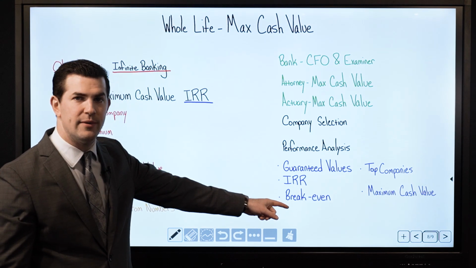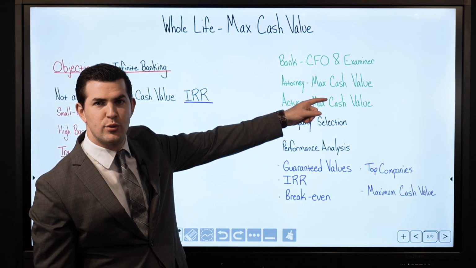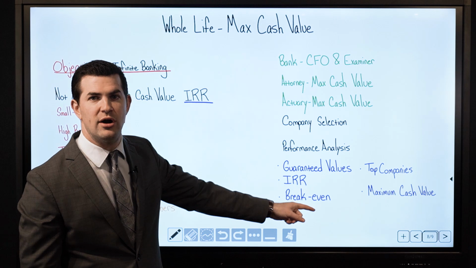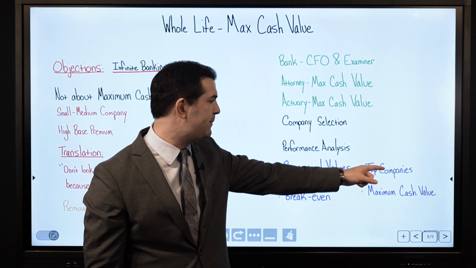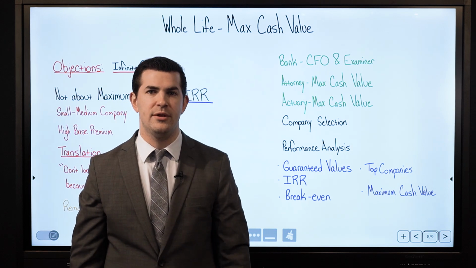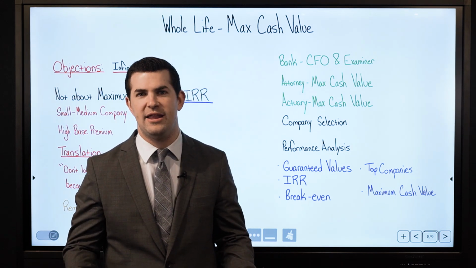The break-even point, upfront cash value. Individuals, wealthy couples, opportunity cost. That is what they value more than anything else. Top companies, maximum cash value. Like that is where people's interests are at the end of the day.